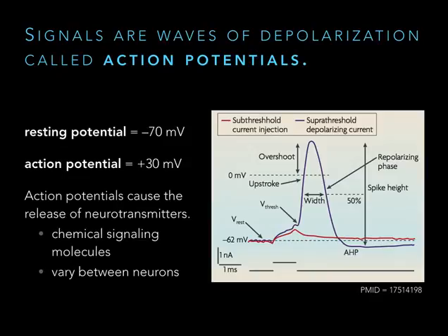Action potentials are those electrical signals generated within cells. The neurotransmitters are the signals sent between cells in response to the action potential. Okay, we're going to talk more on the action potential in the third section of this lecture.